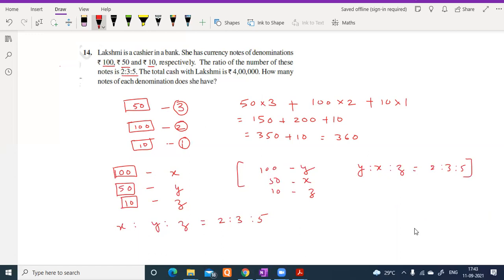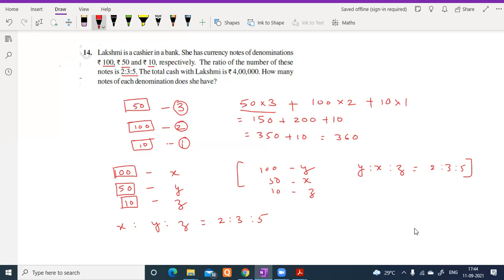The total cash with Lakshmi is rupees 4 lakh. So let us go back to our previous example. If I ask you how much cash you have in your pocket, you would multiply this, right? 50 note into how many you have. That's what we are doing. 100 into how many 100 rupee notes you are having, 10 into how many notes of 10 rupees you are having, and you add all of them. That is the total amount you get.